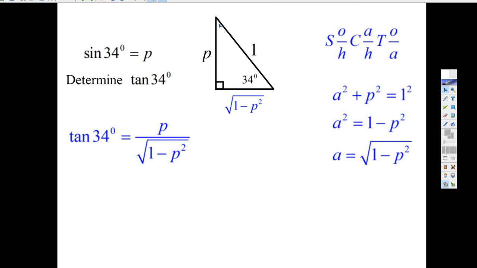A squared plus b squared is c squared. So a squared plus p squared is 1 squared. And then subtract the p squared, take the square root, and there you've got a, this part here. A squared plus b squared is c squared is Pythagoras. That's what this part is. And so what's tangent? It's opposite over adjacent. SOHCAHTOA, opposite over adjacent. So your answer is p over root 1 minus p squared. And that's it.